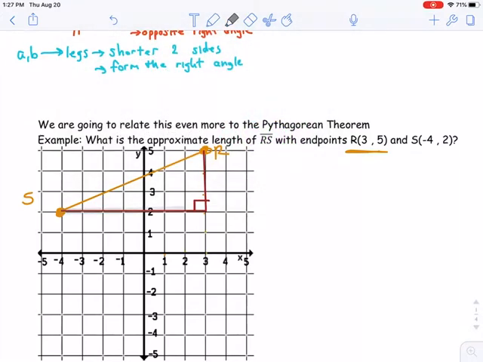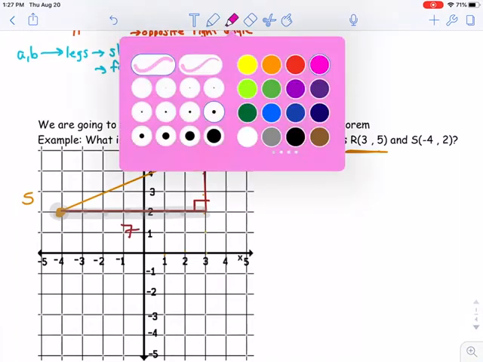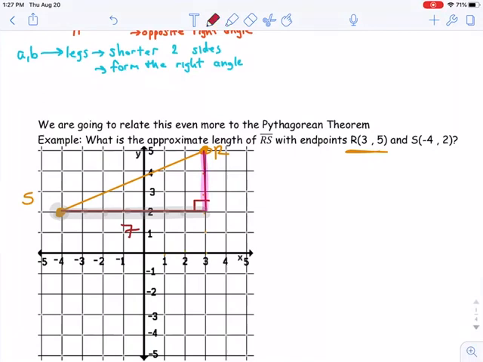Then I'm just going to count this length right here. All right, count the spaces. So when I start at S, that's 0, so it's 1, 2, 3, 4, 5, 6, 7. All right, so that has a length of 7. And then this leg right here has a length of 3.